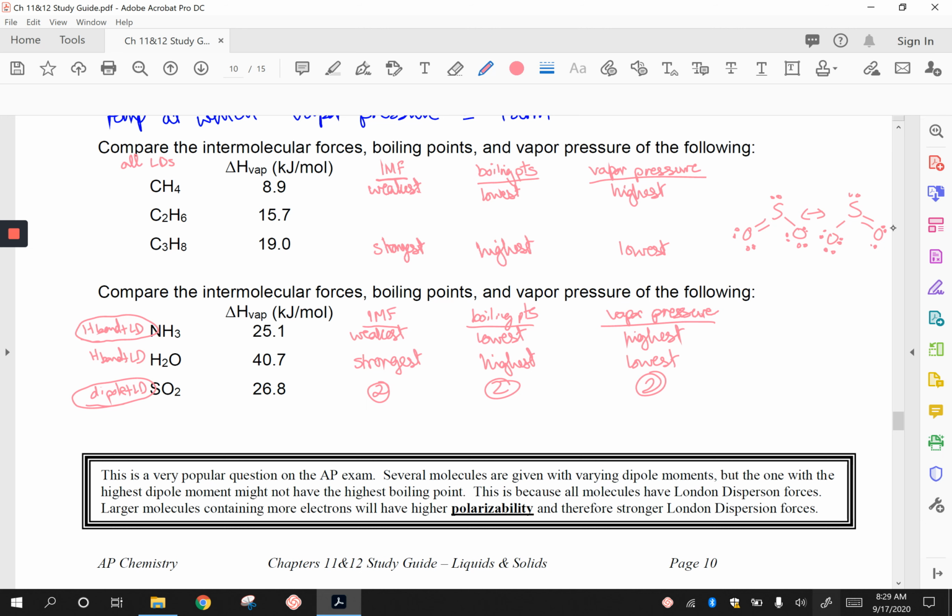So it's telling you this is a very popular question on the AP exam recently. Several molecules are given with varying dipole moments, but the one with the highest dipole moment might not have the highest boiling point. This is because all molecules have London dispersion forces. Larger molecules containing more electrons will have a higher polarizability and therefore stronger London dispersion forces. So it is possible that the London dispersion force is so great that the London dispersion plus the dipole here might surpass the London dispersion plus a stronger dipole there, or a hydrogen bond.